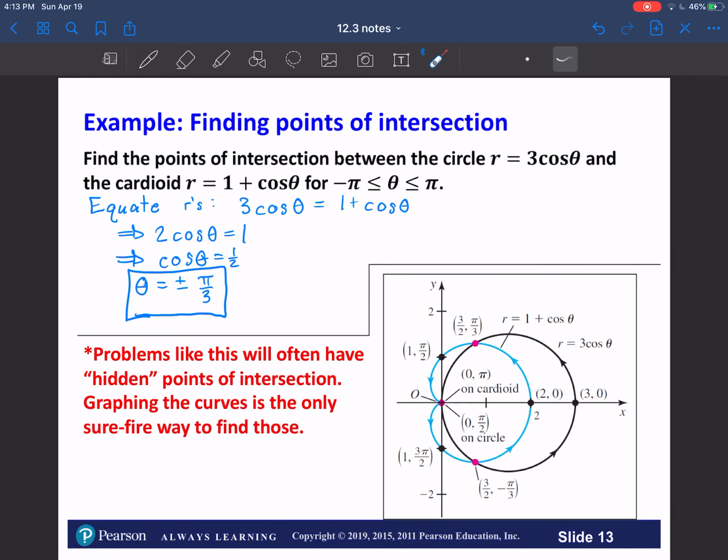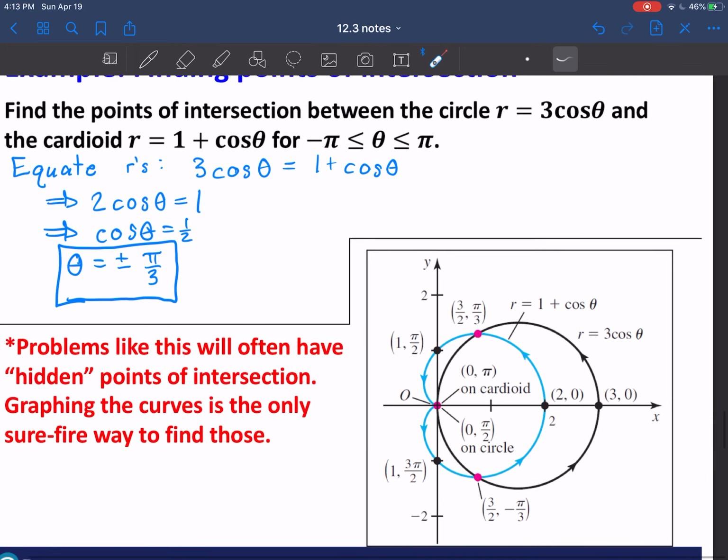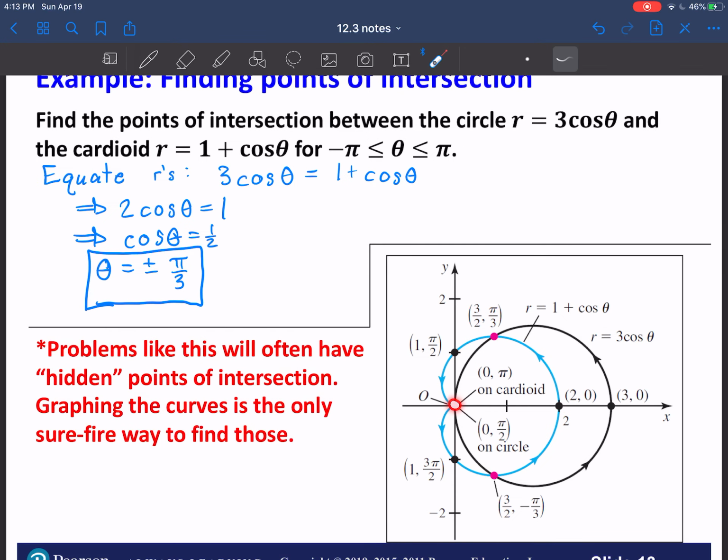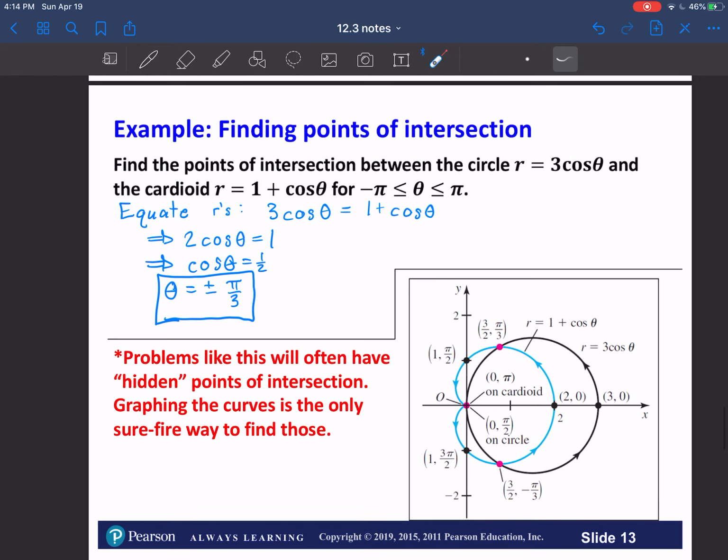The reason we didn't find these on the original problem was because the radii aren't equal at these values of theta, and these values of theta aren't equal for the two different curves. And so since the values of theta aren't equal, it's not going to appear in this calculation. So there are often going to be hidden points of intersection, ones that can only be found if you actually graph the two functions. And so, there happens to be one in this example.